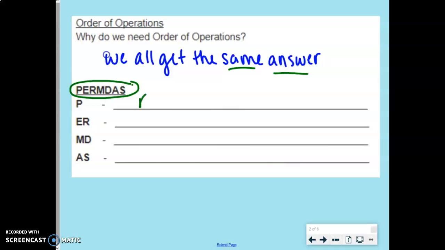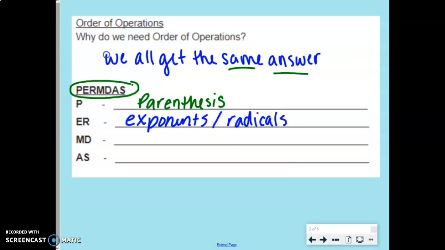Last year we talked to it as being PEMDAS. This year we're going to use PERMDAS, and the P is the same. It stands for parentheses. Parentheses are what's happening inside. E is exponents. The R is the new one that stands for radicals. It's a fancy way to say the square root of something. For the example, the square root of 4.